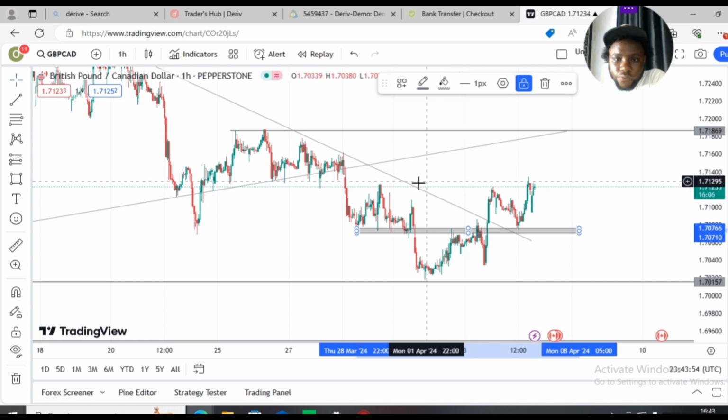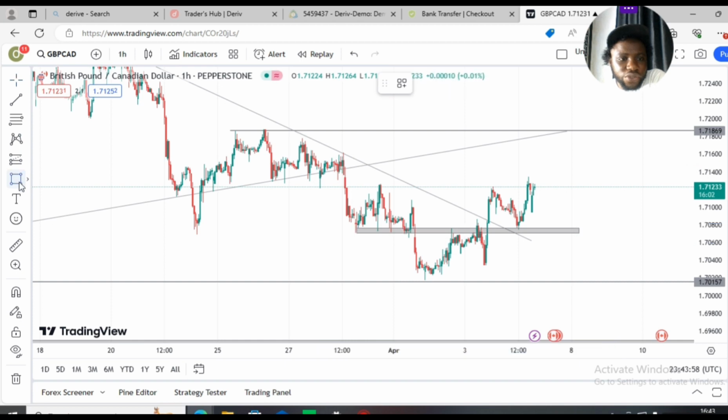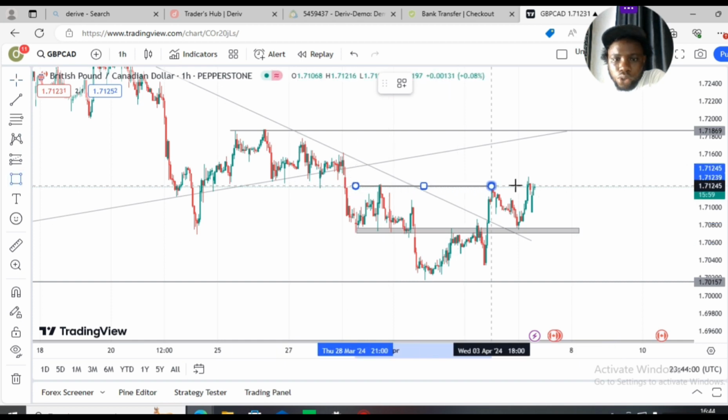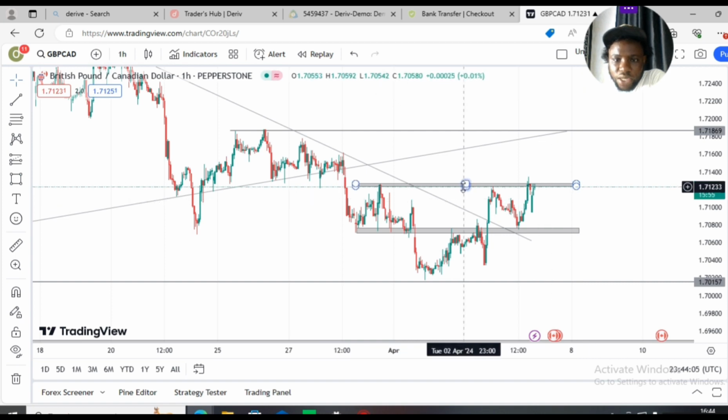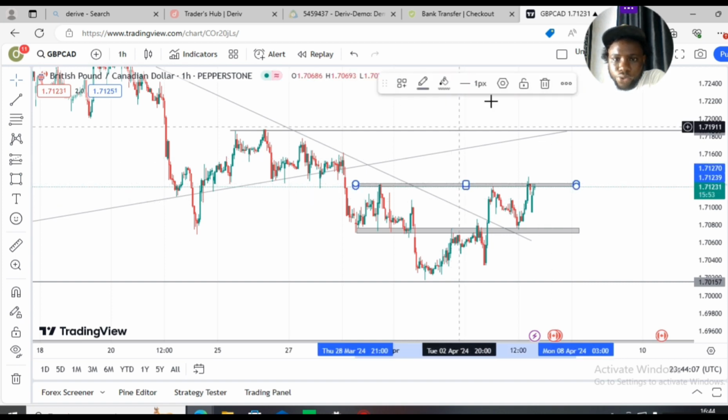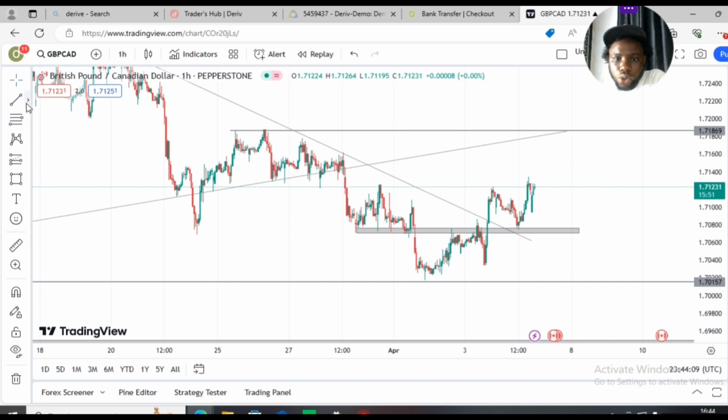Now let's move further. If you keep looking, you can see we still have a series of minor support and resistance. This is another minor support and resistance for us. You can identify this with your horizontal tool, or as well you can use, I prefer using this line.